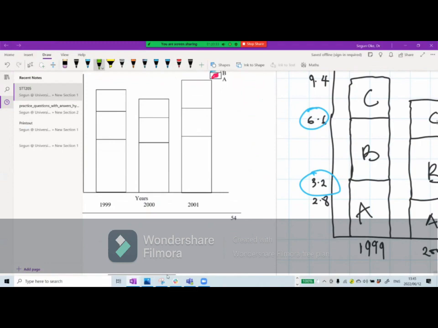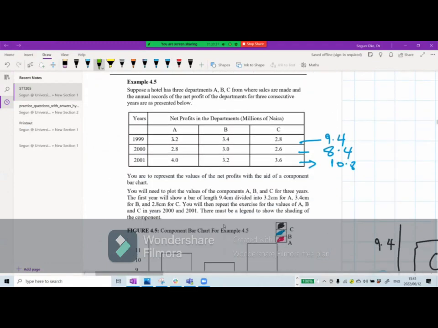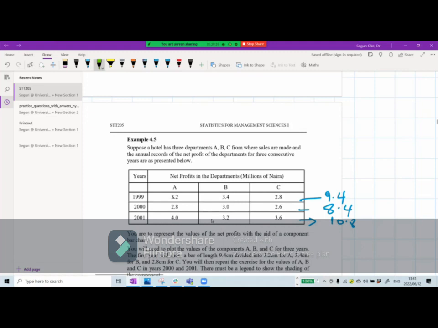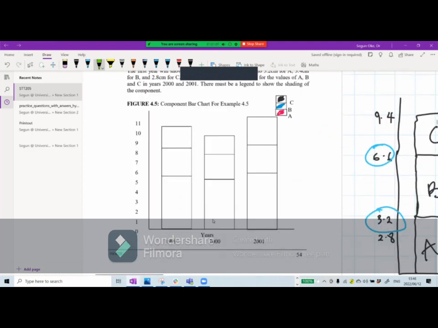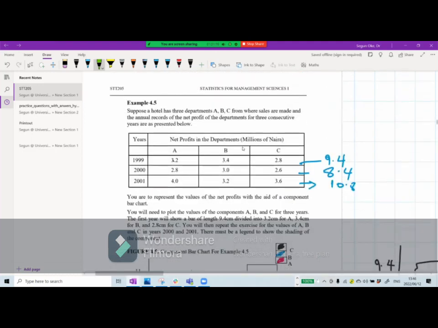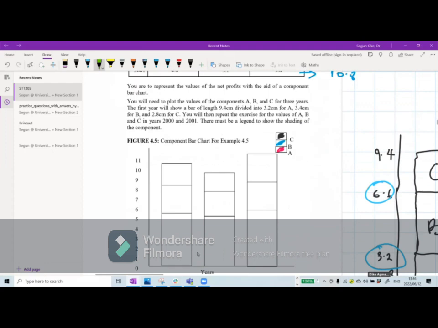Under the component, there are different things. Some of us are in the business world. Look at it. You have A, B, C. You have hotel, departments A, B, C. In 1999, what is the sales or the net profit of that company? For A, they have 3.2. For B, they have 3.4. For C, they have 2.8. Look at the way they do it now. They sum each of them. The highest value here is 10.8.